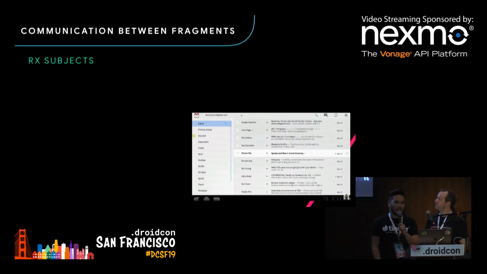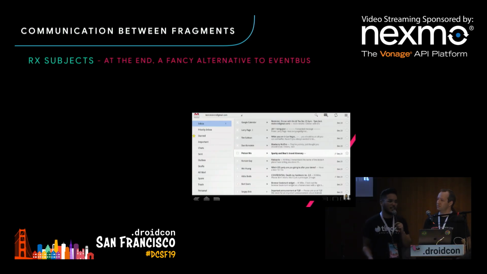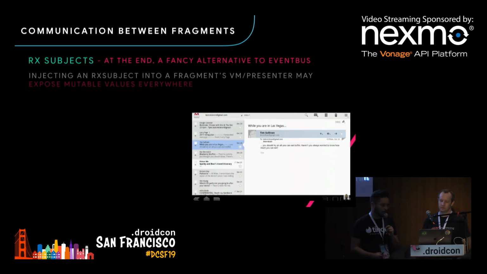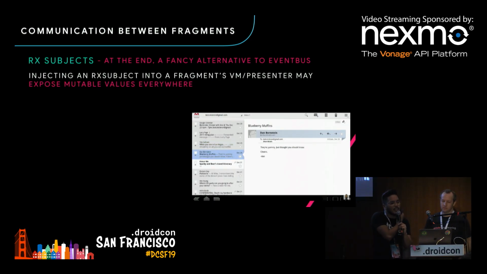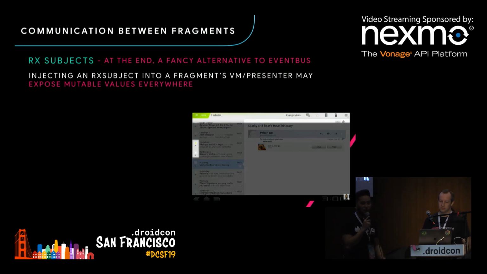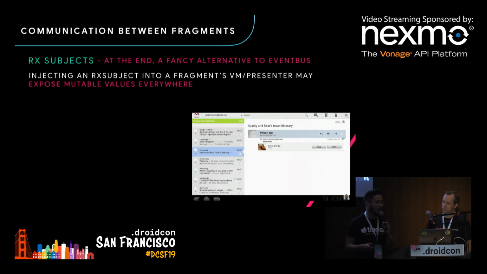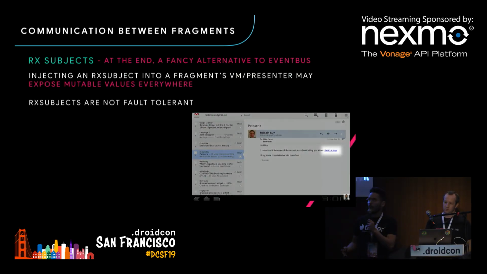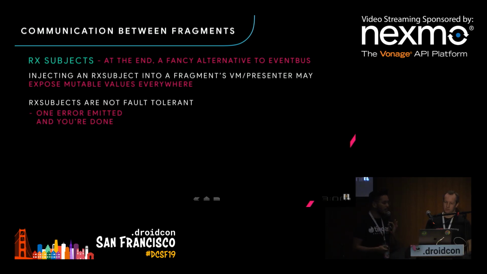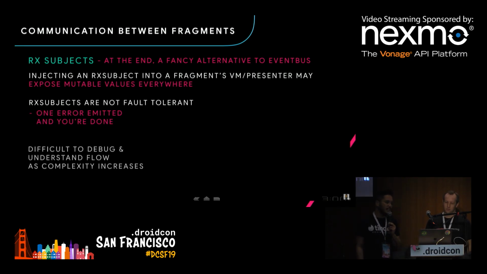Another solution is RX subject. But honestly, in the end, it's just a fancy alternative to an event bus. Injecting an RX subject into a fragment may expose some mutable logic and mutable values that you don't want. You can go around it by creating interfaces and only exposing what you really want, but it can cause a lot of problems. And RX subjects are not fault tolerant, like one error emitted and you're done. And it's difficult to debug here and there. Sometimes a value is changing and you don't know where it's coming from. Somewhere else in your app in the background is calling that subject and you're like, oh my God, where is this from? Why is my data changing?